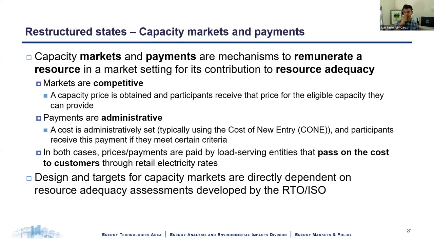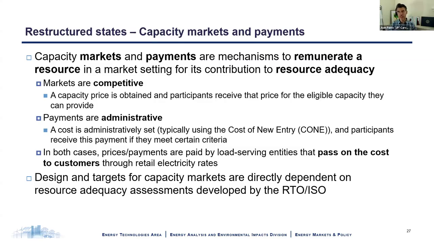So you can bid your capacity credit, your accredited capacity that can meet adequacy, and you're going to receive a certain payment that comes from an administrative setup. In both cases, these prices are paid by load-serving entities, and they're passed to customers. So it's very important to make sure that those markets are operating efficiently, and those payments are also least cost and efficient. And it's not trivial to do so.